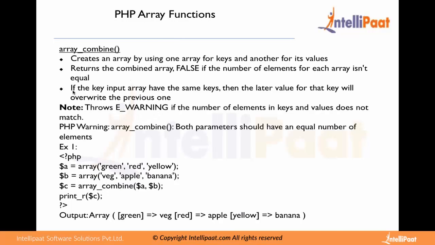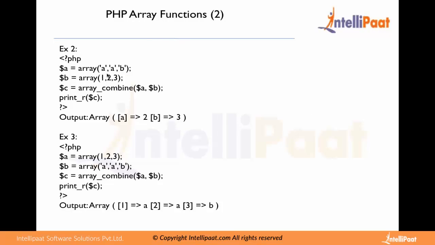See here what I have written. If the input array has the same keys, then the later value for that key will override the previous one. So in this example, I am passing two values which are the same. So what it will do: first it will take 1, then when the key is the same, the second time it will take 2. So my output will be A equals 2 and B equals 3. Got it?